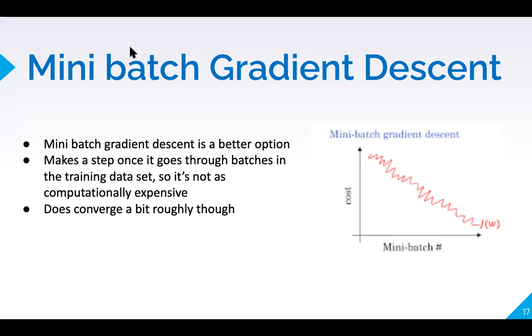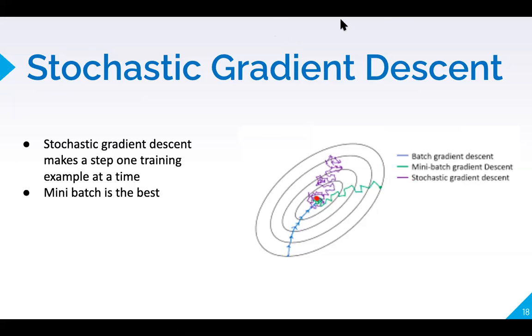Now let's go to the last type. And this is basically the other extreme. It's called stochastic gradient descent. And that's when we just have a ton of different fluctuations in our data.